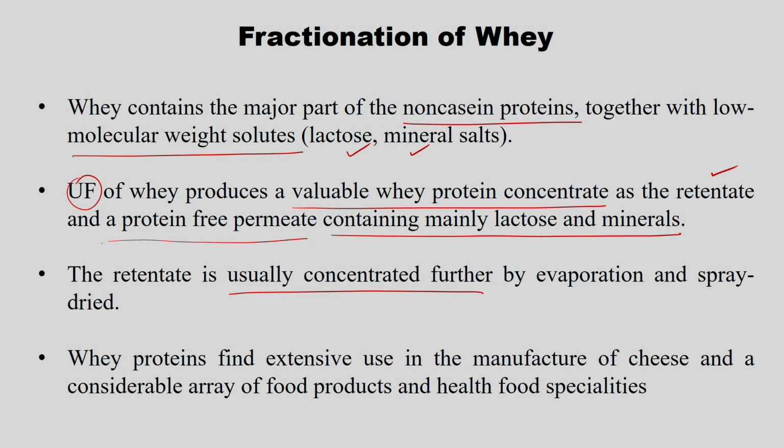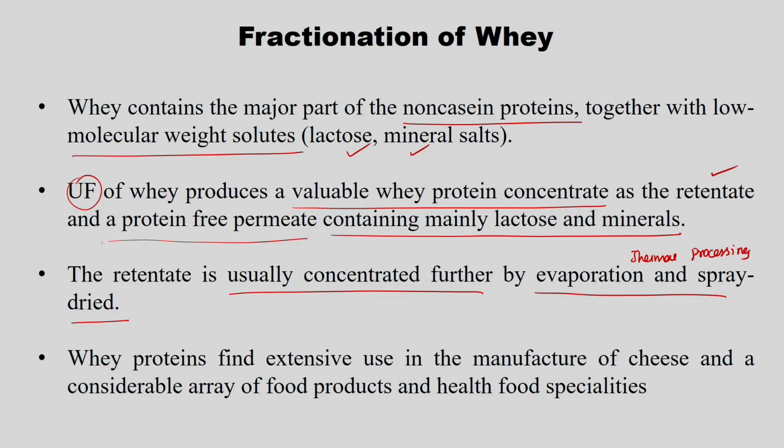The retentate, which is the valuable whey protein, is further processed by evaporation or spray drying, which are thermal processes. Instead of going directly from the non-casein protein part of the whey to evaporation or spray drying, if you use a membrane in between, you can reduce the energy load spent on evaporation or spray drying. These are all thermal processes.